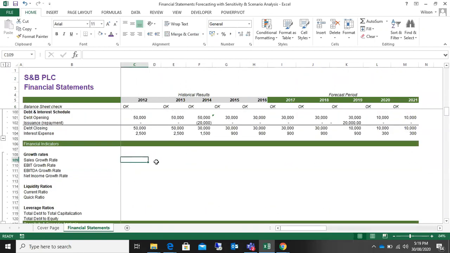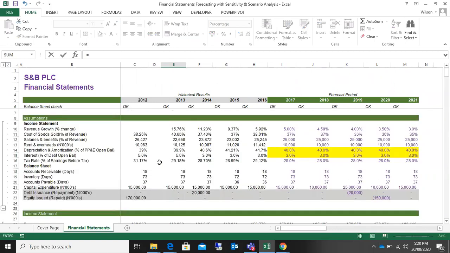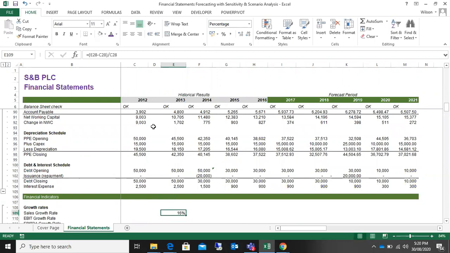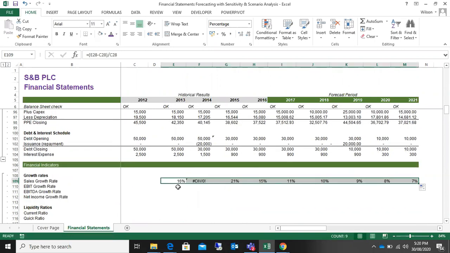If we come here to sales growth for 2013, of course we start from 2013 because it's a growth. We come to the income statement. It's going to be the current minus the previous, over the previous, and you enter. So we can get the sales growth rate for FY 2013 down to 2021. That's the sales growth rate.